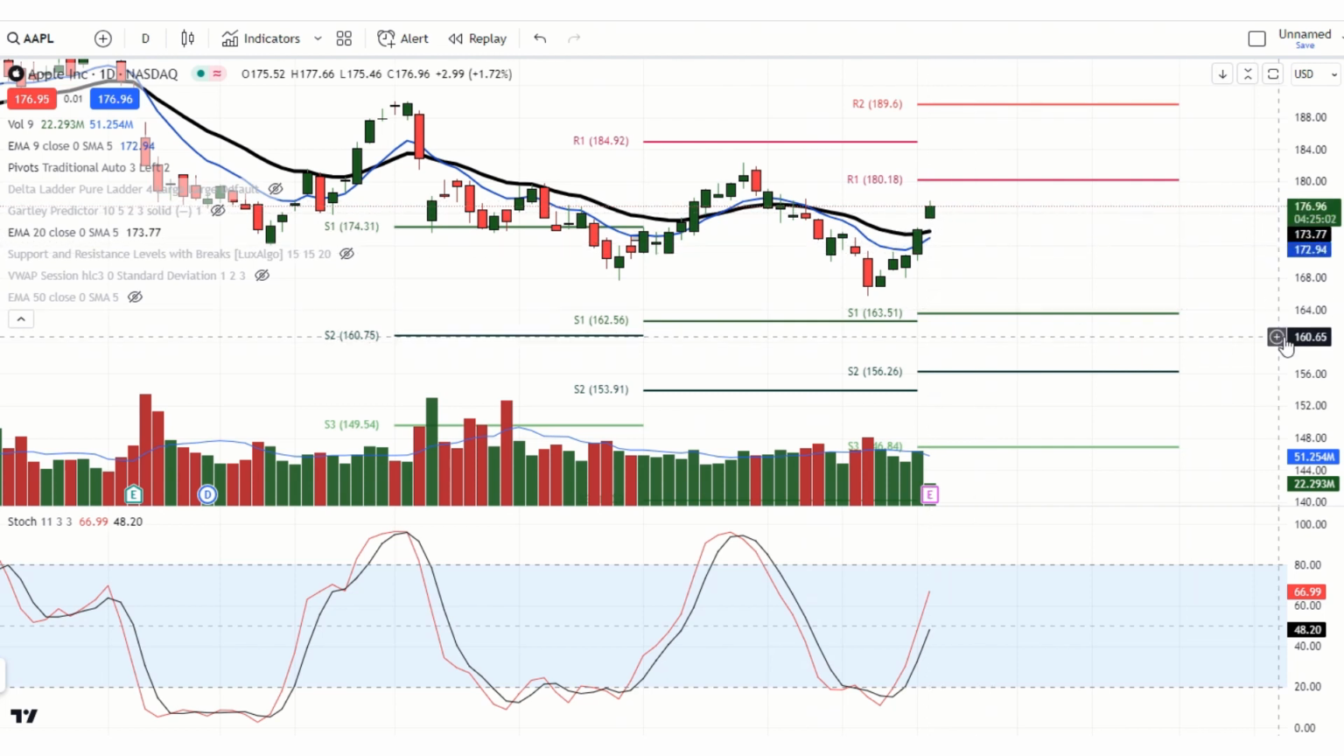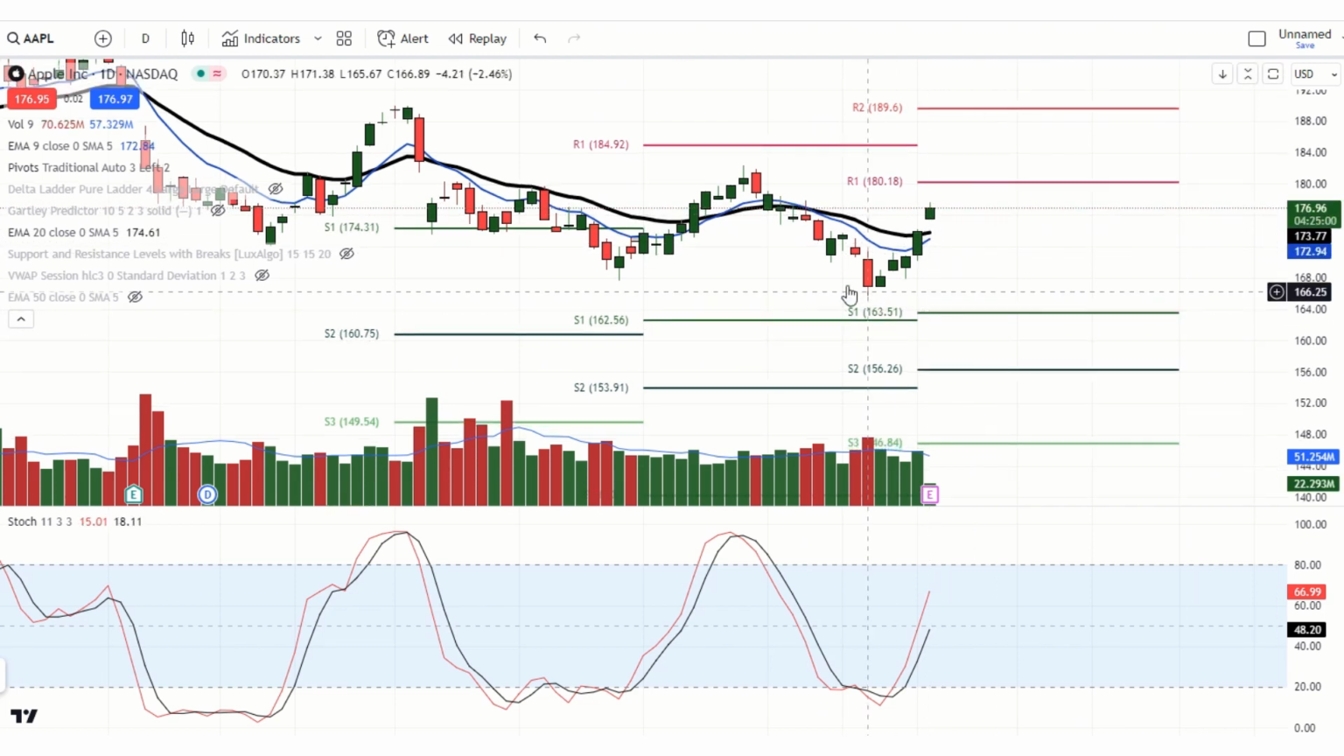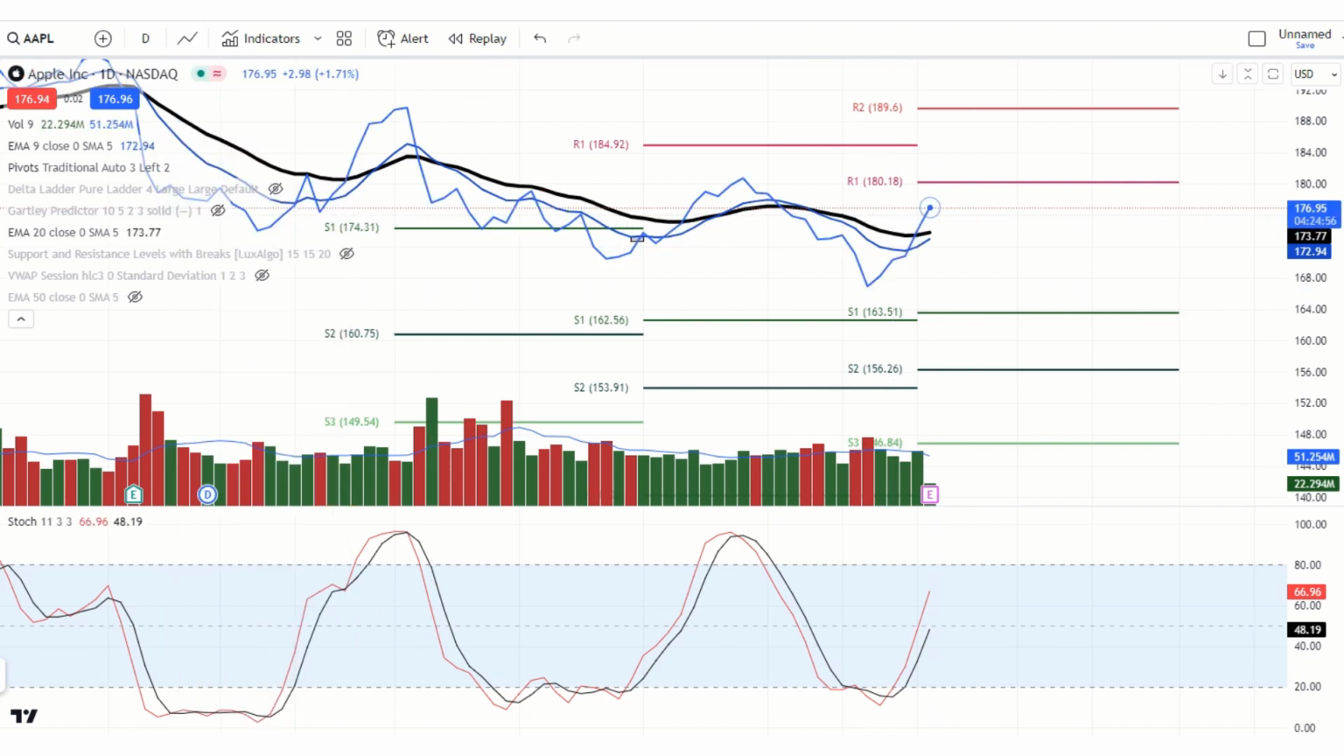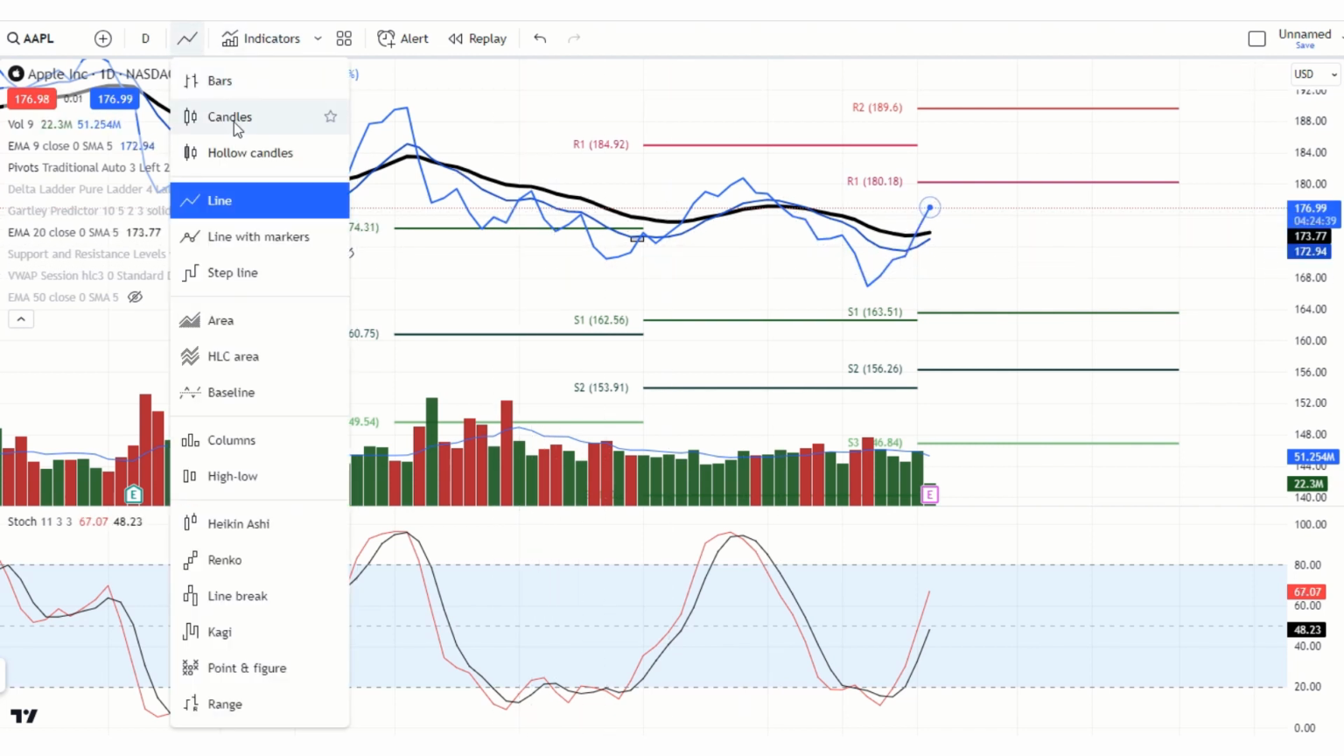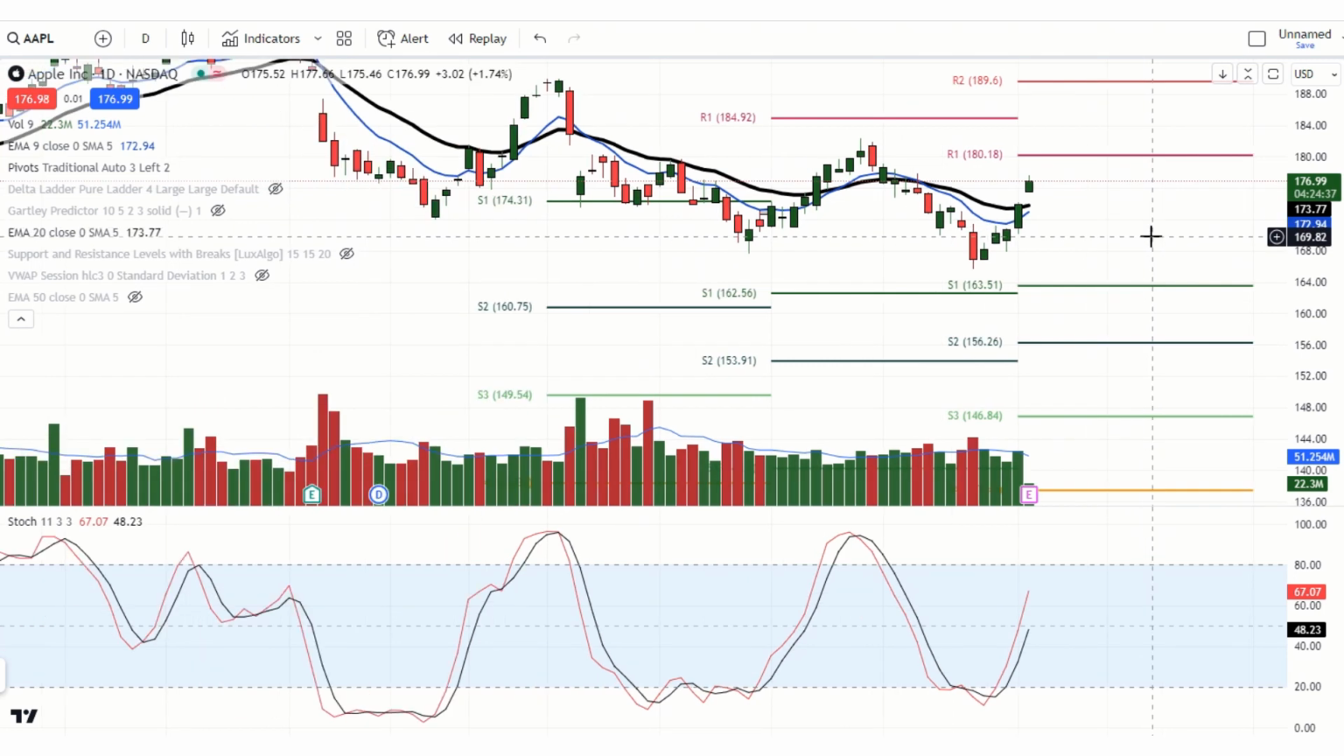Now, as you look at Apple and you came up, look at the small little W you had right here. You had a little one right there, a little retest. Those are pretty strong for a trade. So we're heading up right now, hopefully to 180.18. Right now we're at 176.93, and that's at 11:35 a.m. here today.